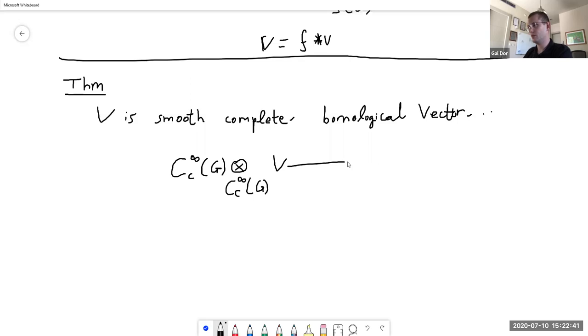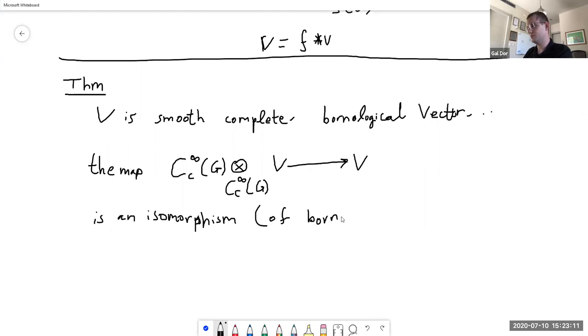So first of all, the map written down is an isomorphism. It's an isomorphism of Bornological G-modules.